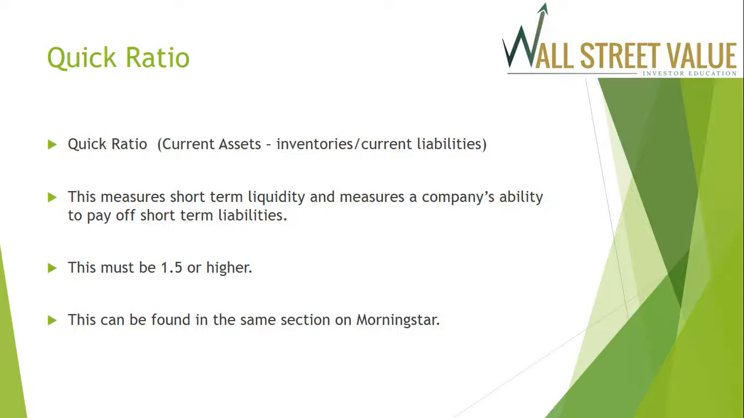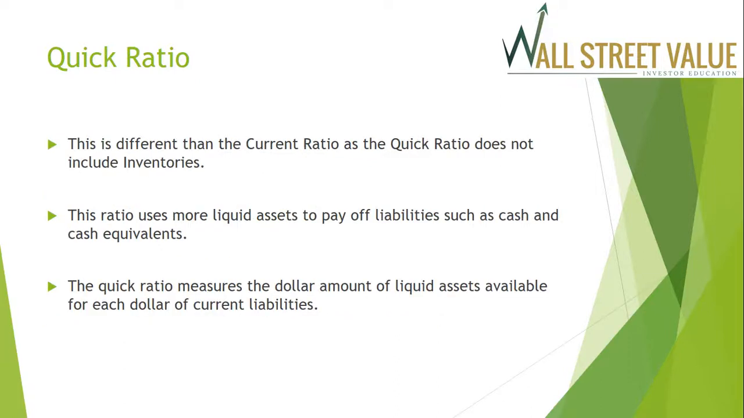Next is the quick ratio. This measures short-term liquidity and a company's ability to pay off short-term liabilities. This has to be 1.5 or higher, and this can also be found in the same section in Morningstar. This is different than current ratio, as the quick ratio does not include inventories.